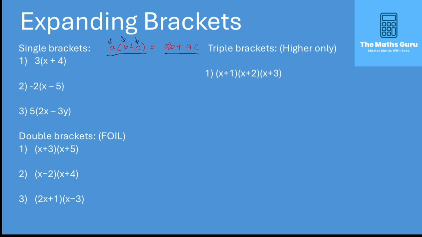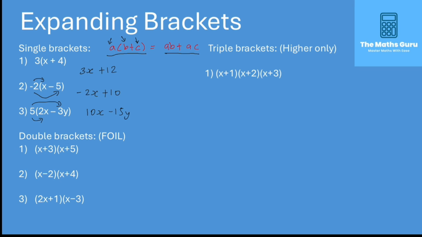So in this case, it would become 3 times x is 3x, 3 times 4 is 12, so add 12. We're also going to have to watch out for minuses, but in this case it's a positive expression, so it works out fine. Second question, we're going to have to do minus 2x, because minus 2 times x, then minus 2 times minus 5, the negatives cancel out and we get a positive 10. Looking at number 3, we do 5 times 2x and we get 10x. 5 times minus 3y is minus 15y.